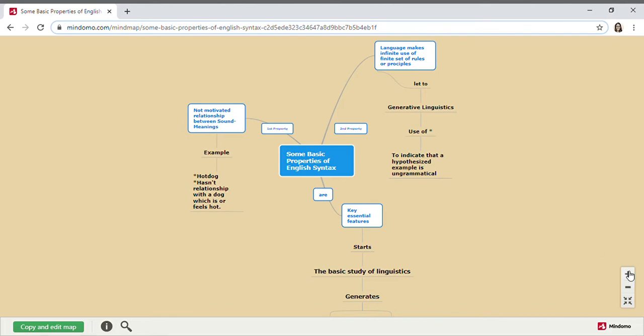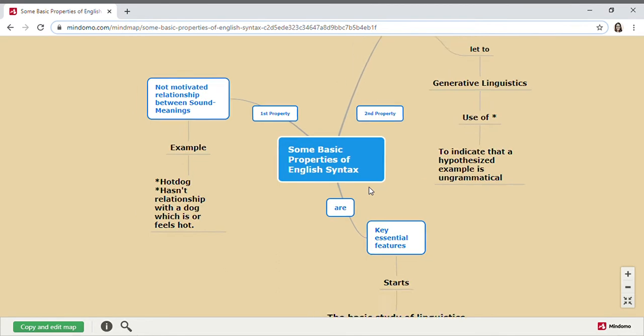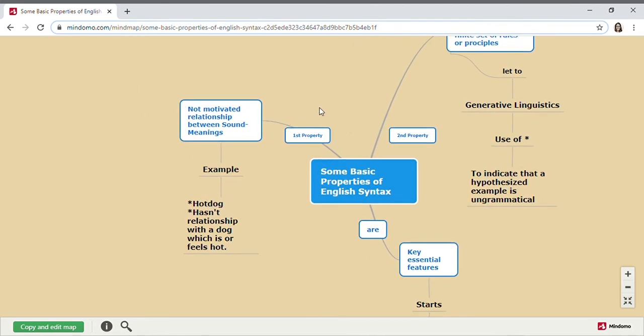So, as you can see in this mind map, the first property of English syntax is that there is no motivated relationship between sound and meanings. Again, there is no motivated relationship between sounds and meanings. A very good example of this is the word hot dog. Definitely, the word hot dog has nothing to do with a dog or the feeling or temperature of being hot. So, this example is just one of the many words in the English language which proves this first property of English syntax.